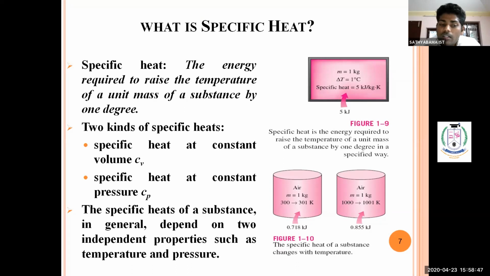Specific heat at constant pressure always has the higher value and constant volume has the lower value. In the values themselves, we can see that constant pressure is 1.005 kilojoule per kilogram Kelvin, and constant volume is 0.718 kilojoule per kilogram Kelvin. The specific heat of a substance in general depends on two independent properties, temperature and pressure. Just now I said that if you have two objects, pressure and temperature are independent. So you have to increase the temperature by 1 degree Celsius. That is the specific heat of a substance in general.